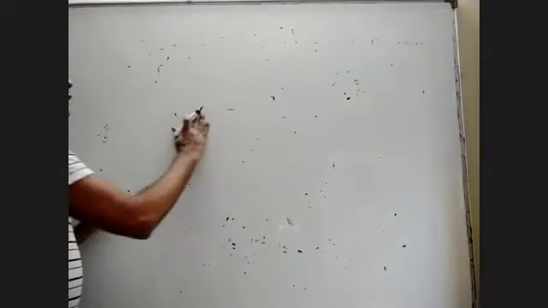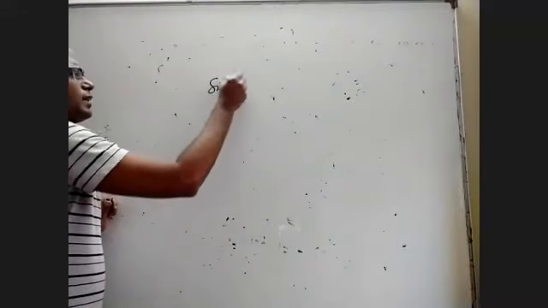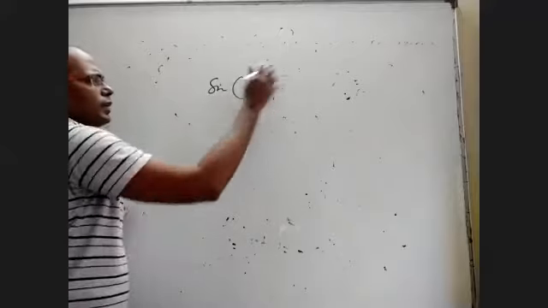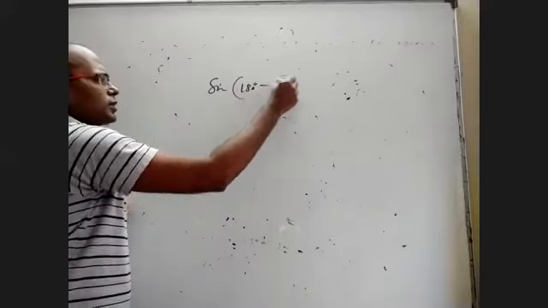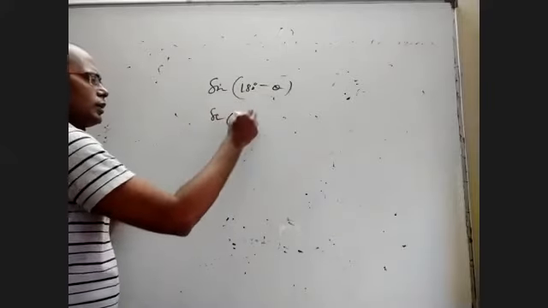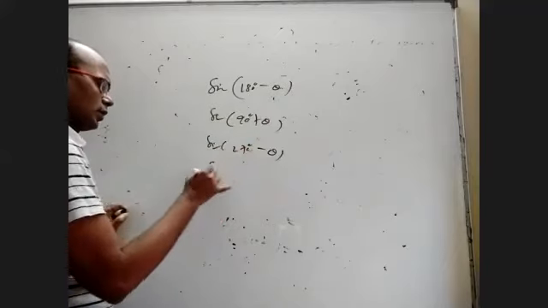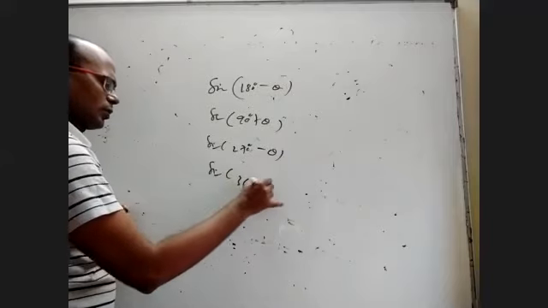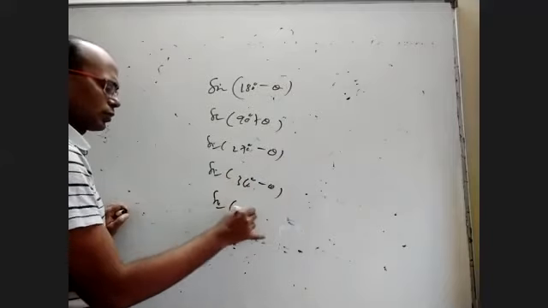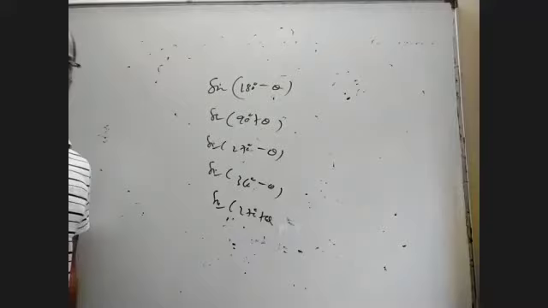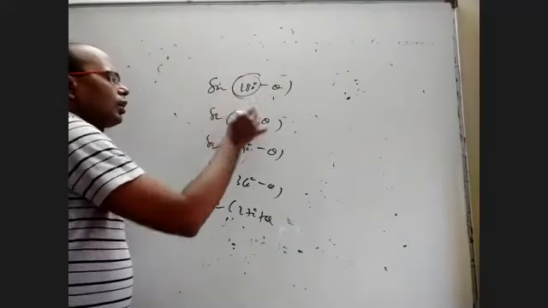What is that simple way? Sine of, they can ask you 180 minus theta. They can ask you 90 plus theta. They can ask you 270 minus theta. They can ask 360 minus theta. They can ask 270 plus theta. So anything they can ask, all these things.